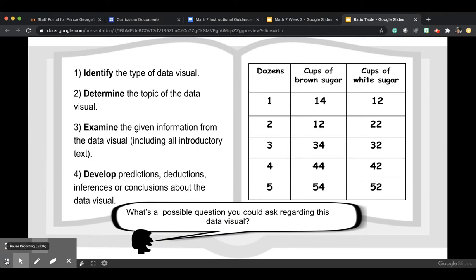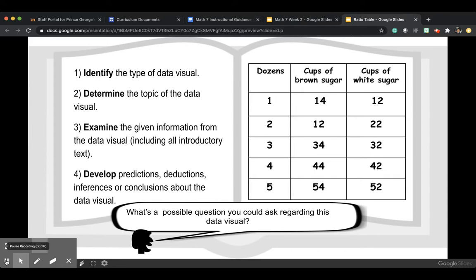So now that we had some time to share out with your classmates, let's just make sure that we're all on the same page. The first question asked us to identify the type of data visual. Hopefully, amongst your conversations with your classmates, you noticed that this was just a table. That's the type of visual that we see here. The second question says, determine the topic of the visual.